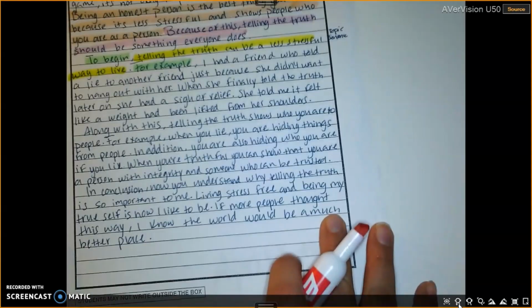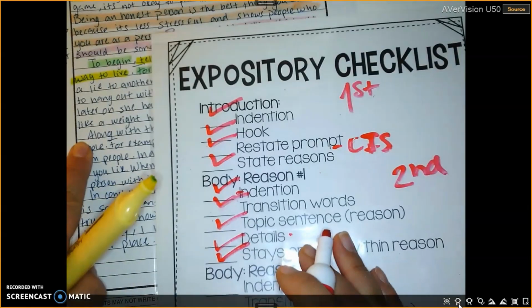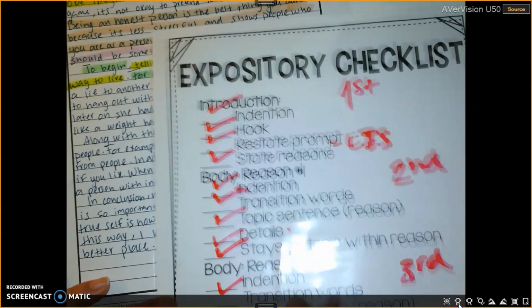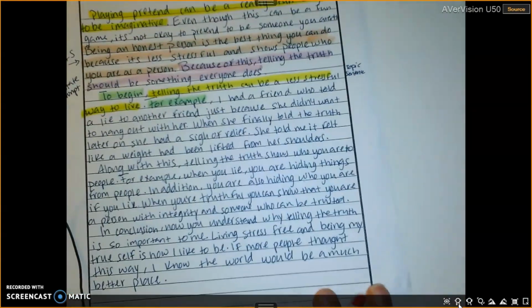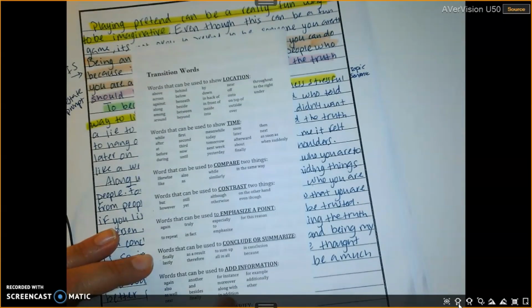Now, moving on to the third paragraph. Did I indent? Yeah, I indented. Let me put my third right there. Did I use a transition word? Let's see. Yes, I did, along with this. And I know I got that one from here.